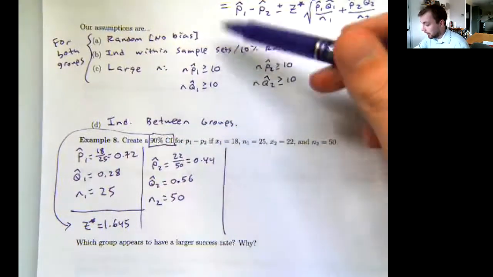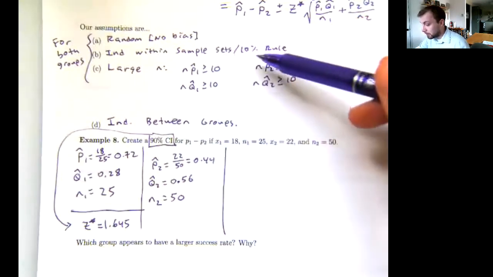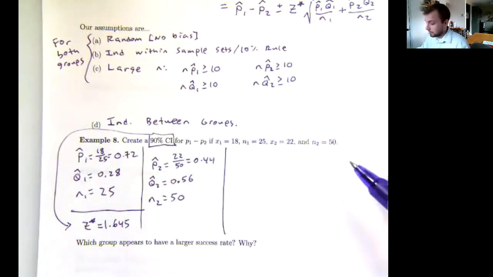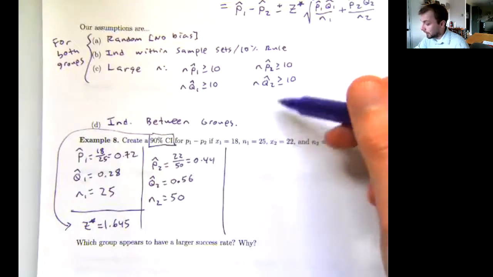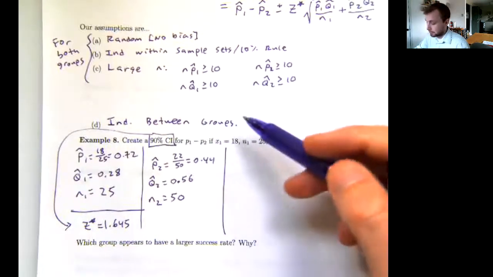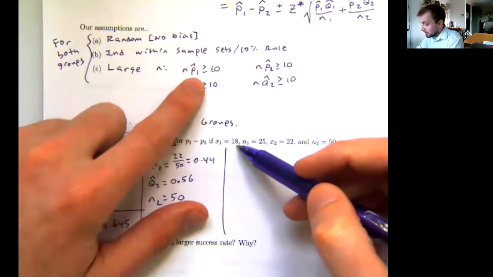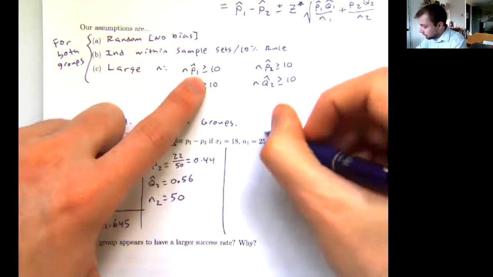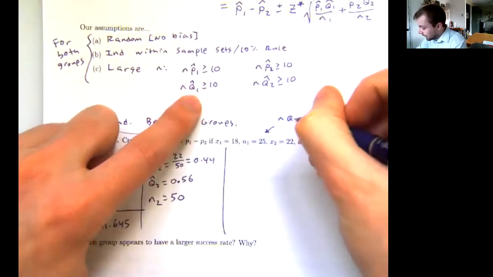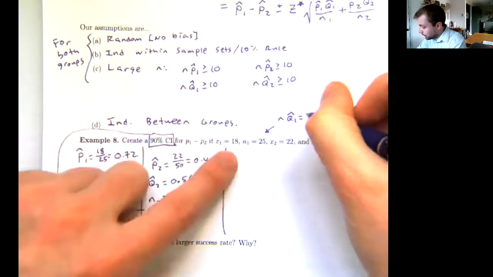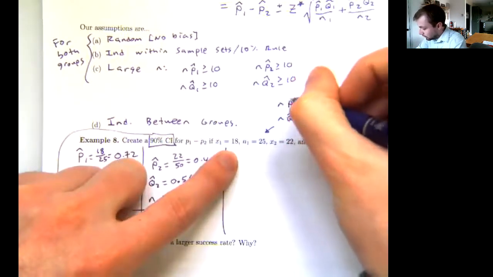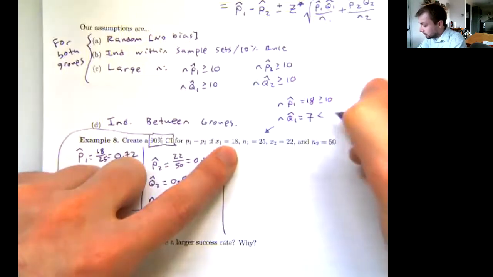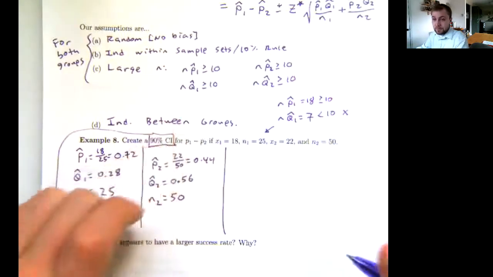Just as a note, I don't know how this data was collected. I don't know if I have independence within. I don't know if I have independence between. It doesn't give me enough information. But I actually do know that I don't pass the large n assumption for this. Do you see how I have 18 successes for the first group out of 25? This would mean that the number of failures that I have for this first group is 7. So I might have enough successes at 18, but I actually don't have enough failures.